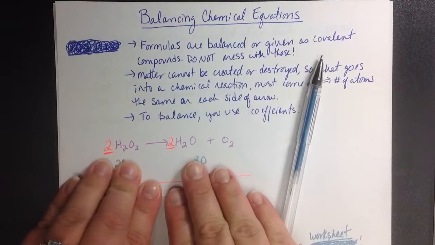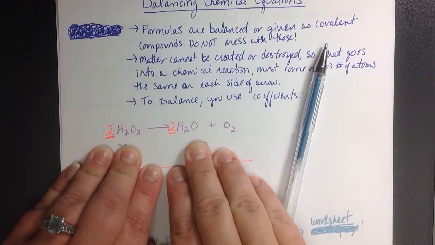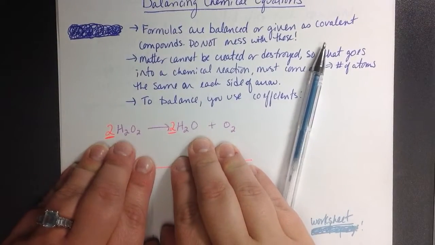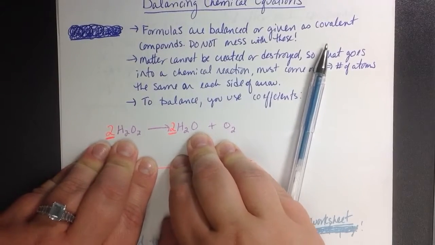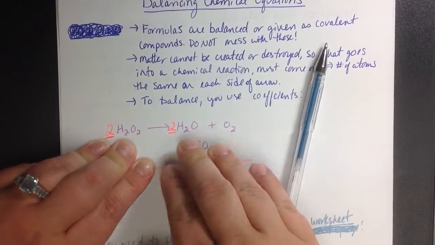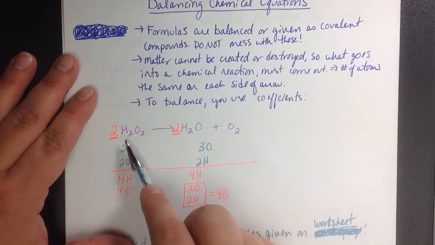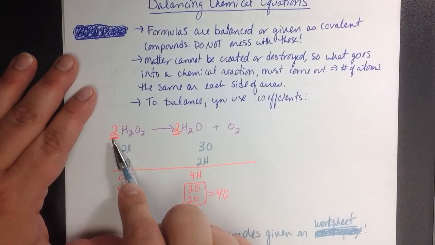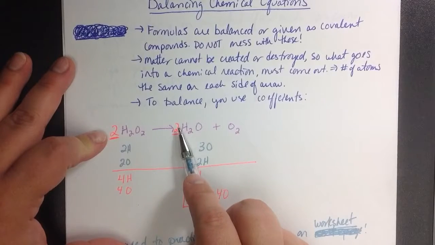So you might be presented with what's here in purple only, and you have to use coefficients before those formulas in order to balance that equation. So you can only use coefficients in front here. Remember, the subscripts come from the formula. In the front, that's where we get our numbers that we're going to balance things with.